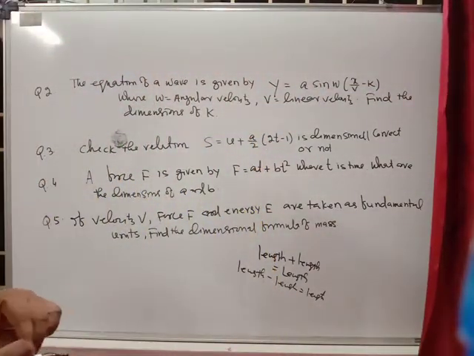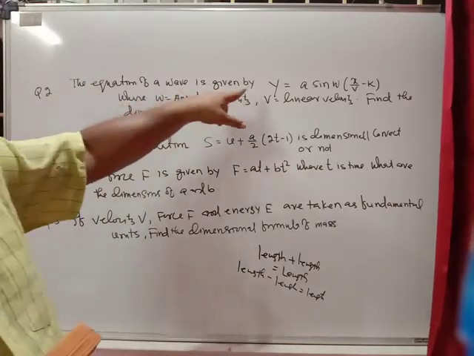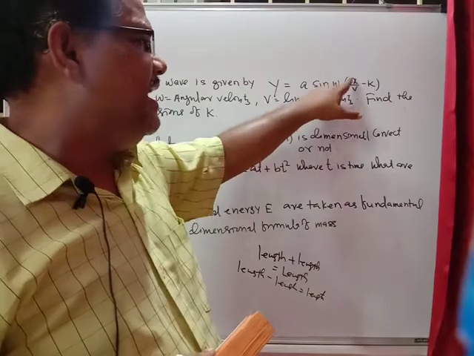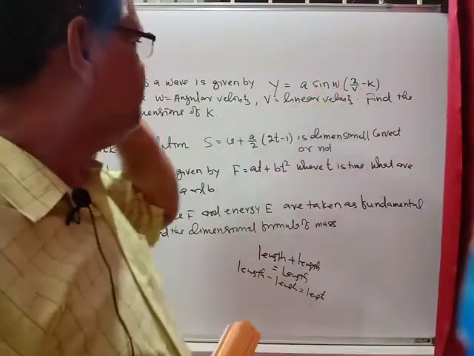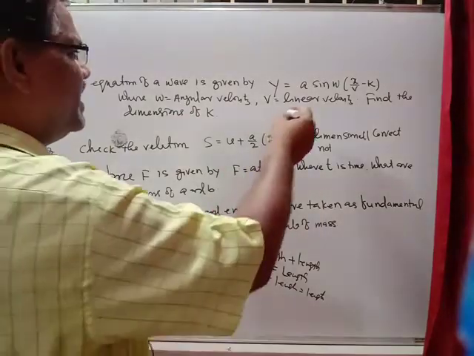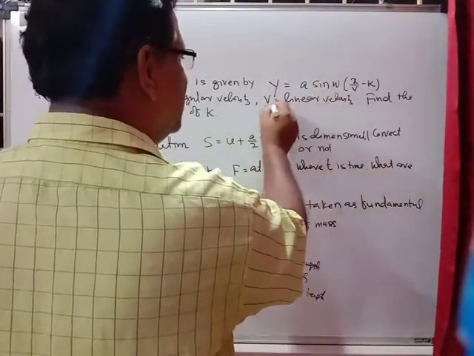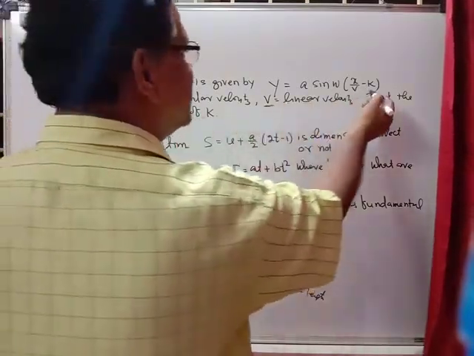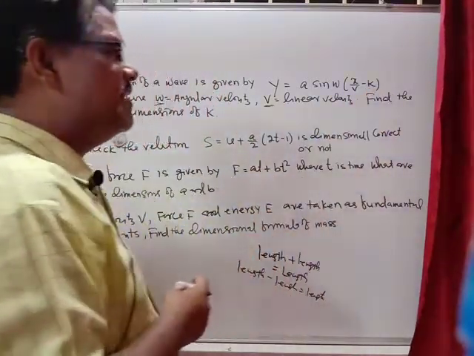Question number 2 tells us the equation of a wave is given by y equals a sine omega x upon v minus k, where omega is the angular velocity and v is the linear velocity, and we have to find the dimensions of k.